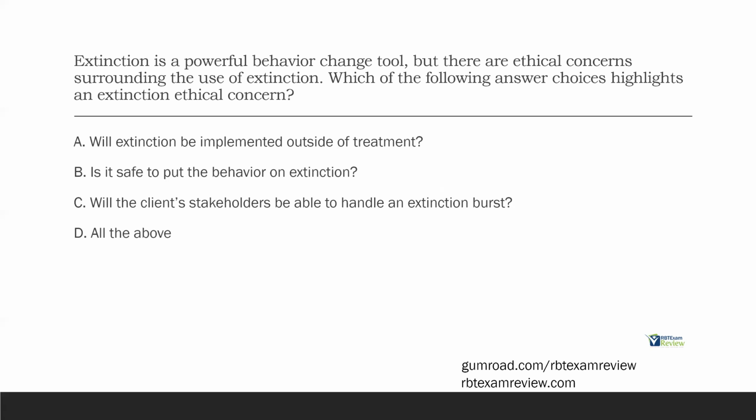B, is it safe to put behavior on extinction? Absolutely, right? If we have a self-injury occurring or some sort of elopement or running away, it might not be safe to put this behavior on extinction. So we have to consider that before actually putting the behavior on extinction. C, will the client's stakeholders be able to handle an extinction burst? Again, similar to A, we have to consider the parents or the stakeholders involved. Extinction bursts can be intense, the magnitude can be high, the behavior is going to increase. Can the stakeholder handle that? If they can't, again, extinction might not be the best option. So A, B, and C are all ethical concerns we need to consider. Therefore, our answer is D, all the above.